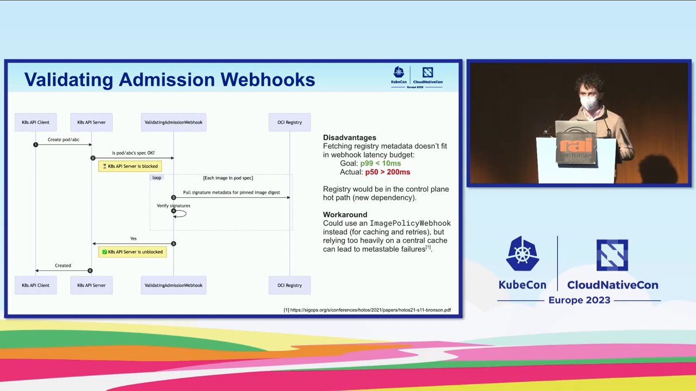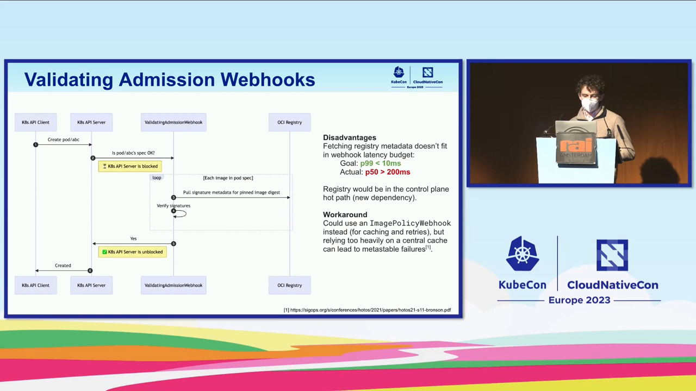And in the large clusters that we're running at Datadog, we're really careful about avoiding introducing back pressure on the API servers. So the latency goal that we have for admission webhooks is about 10 milliseconds at the P99. Unfortunately, though, image signature verification is an online or somewhat online process, since it has to talk to the registry. And this is quite hard to fit into that latency budget. In practice, the latencies we see for image verification are actually closer to 200 milliseconds at the median. So this on its own is enough for us to rule out admission webhooks as a solution here.